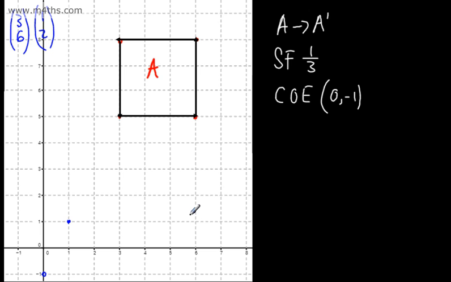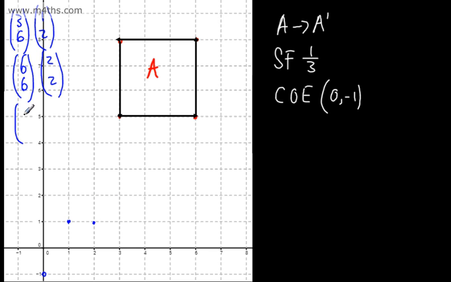If I look at this one, again, if you want, you can go ahead and draw the square. The square is just going to be here. And if you've got your guidelines, it might help you from there. I'm just going to consider this one. This has gone across 6 and up 6. So the vector is 6, 6. Therefore, dividing by 3 gives 2. So we go across from the centre of enlargement, across 2, up 2.